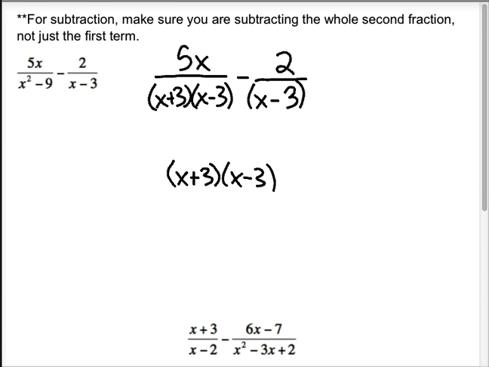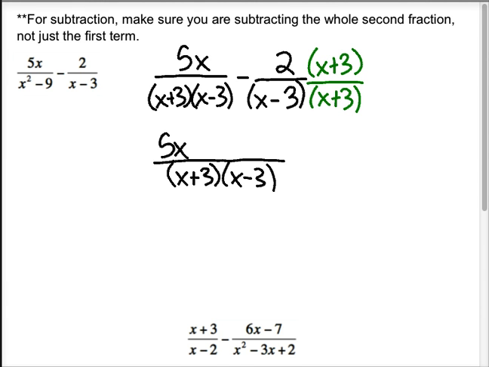The one I have to worry about is this one, because this one is missing the x plus 3. So it's that second one that I have to be concerned with at this point. That's the one I have to manipulate to have a common denominator. So what does that leave me? Well, the first one is just a 5x. It's not changing. And then I'm getting that minus 2 times x plus 3.